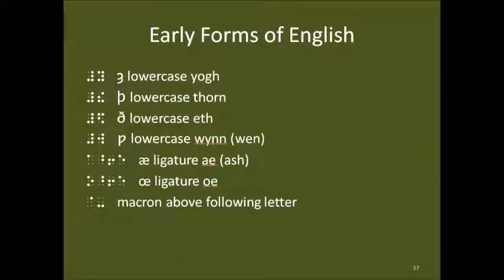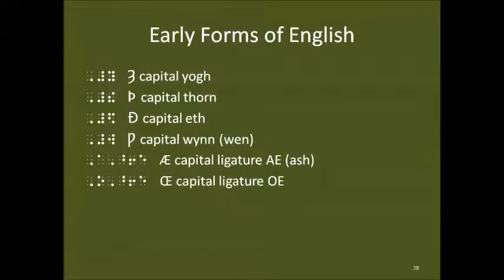So some of those weird looking symbols that are in the early forms of English are listed here. I'm not going to go through them. You can look them up as you need them. But notice that there are a lot more ligatures used with the AE and OE combination, and they also use macrons above the letters as accent marks. And here they are in capital form, just so you know what they look like in print.